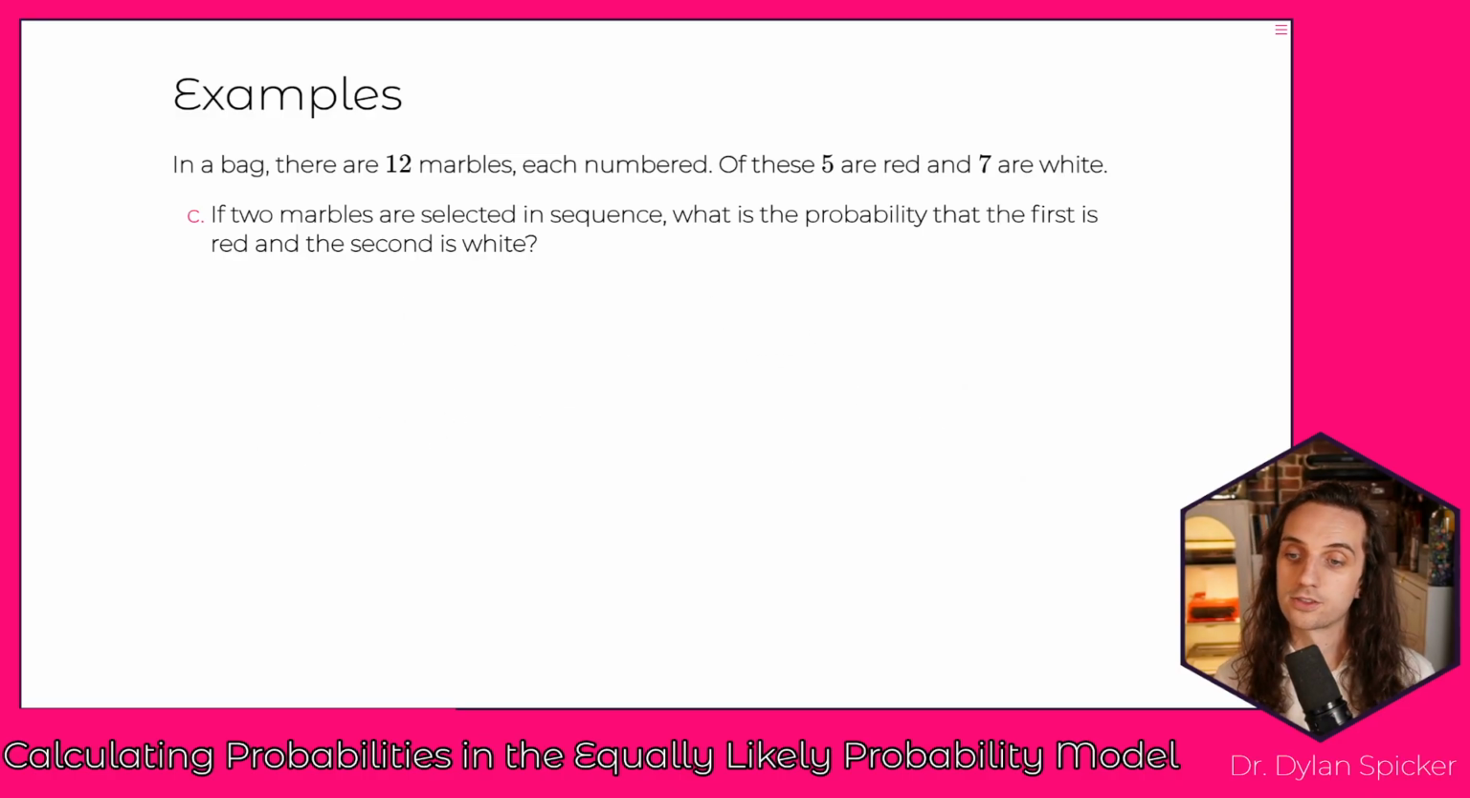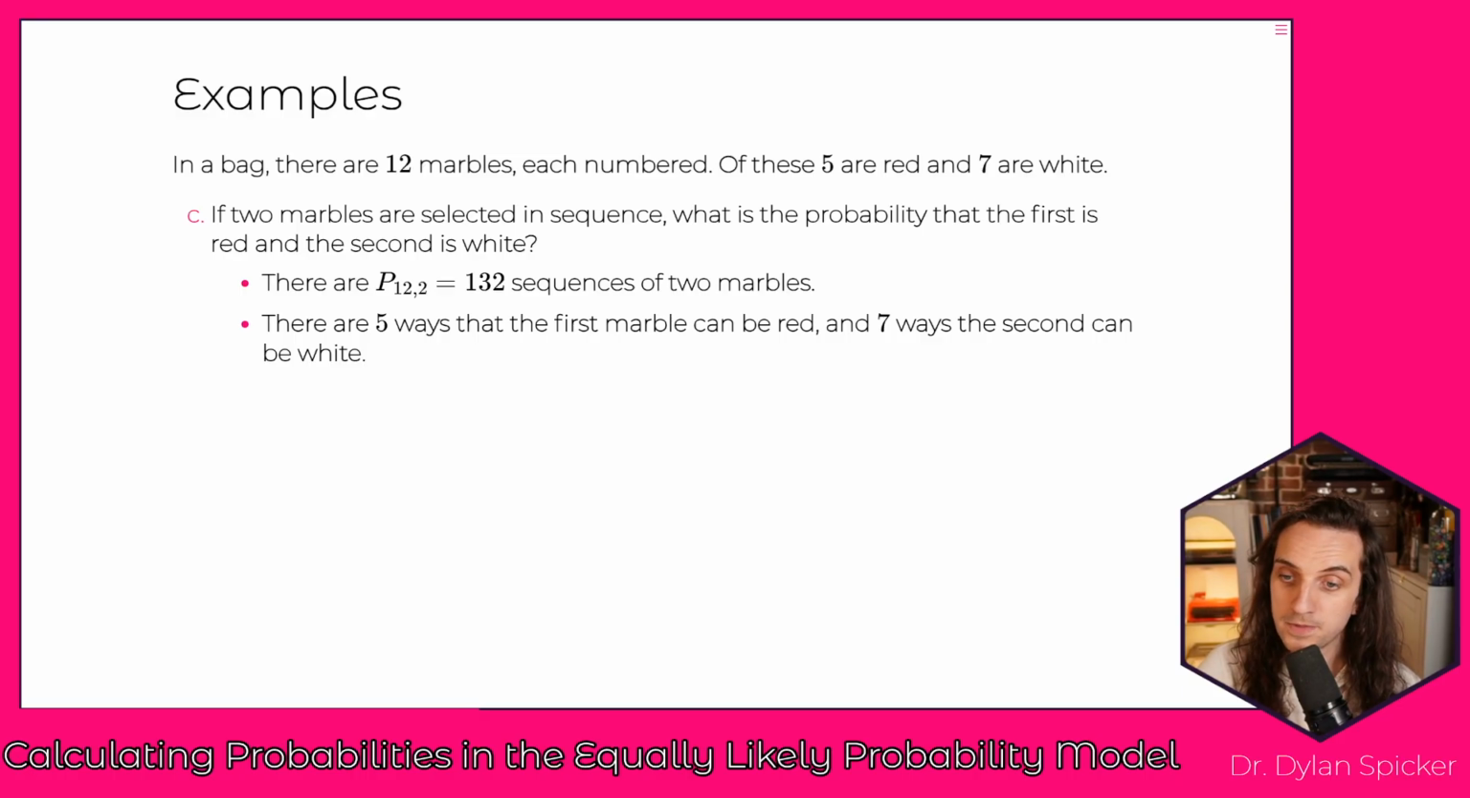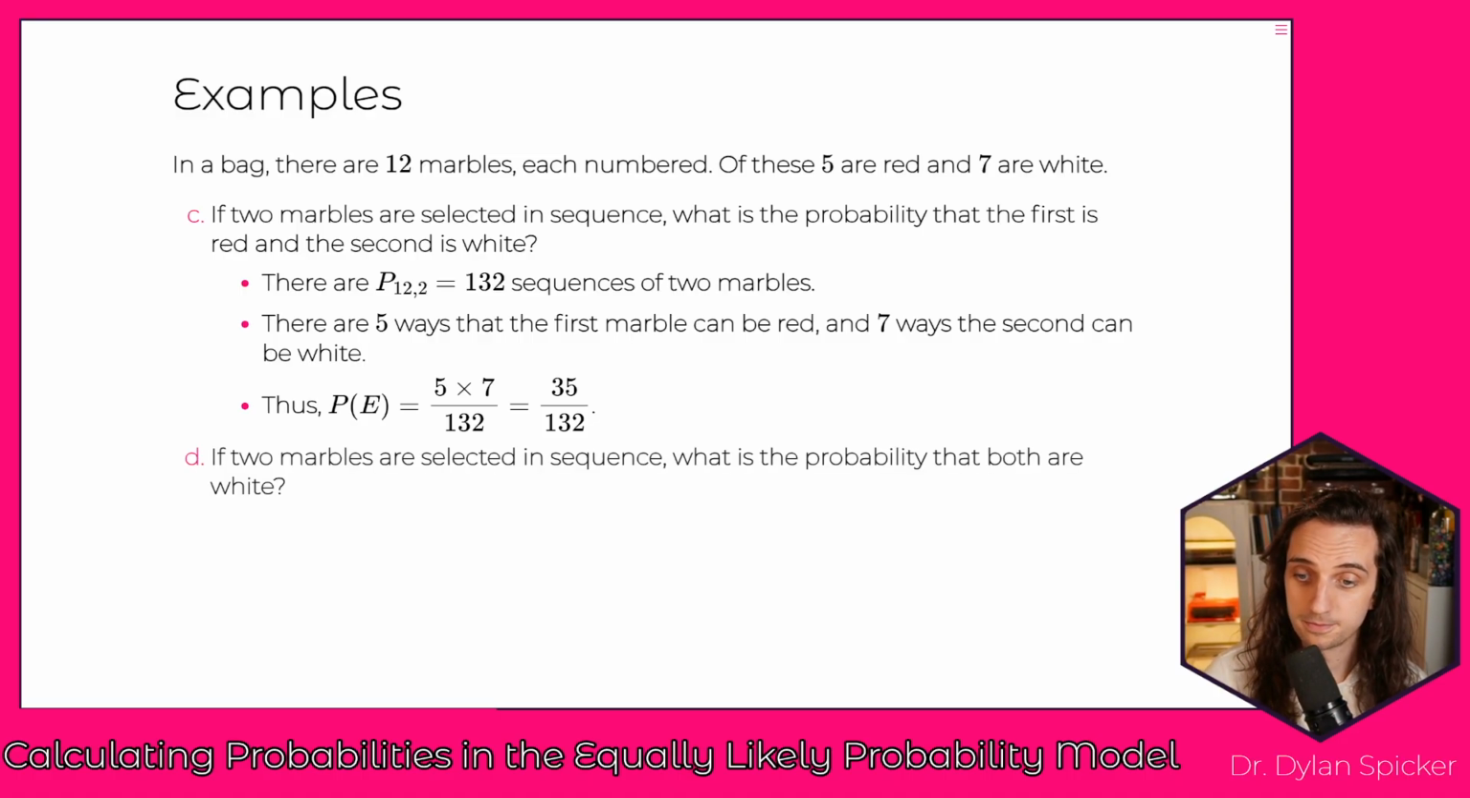So we can walk through this argument. Right? There are 12 permutations with 12 and 2, 132 total sequences of 2 marbles, 5 ways the first marble, 7 ways the second one. So then we have 35 out of 132 as our probability here.